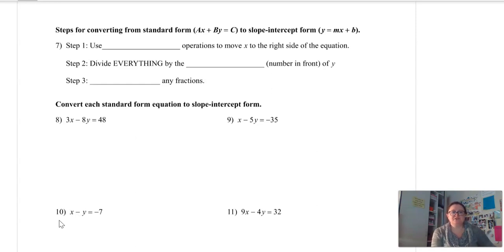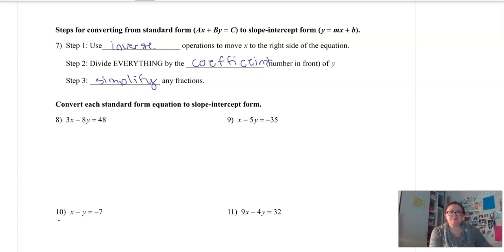So first, we're going to use inverse operations to move x to the right side of the equation. When we're moving stuff, we're using inverse operations. Then divide everything by the, what do we call the number in front of y? Coefficient. Okay. And then we're going to simplify the fractions. And we're going to divide everything, by the way, by the coefficient. So let's do one so you can see what I'm talking about.